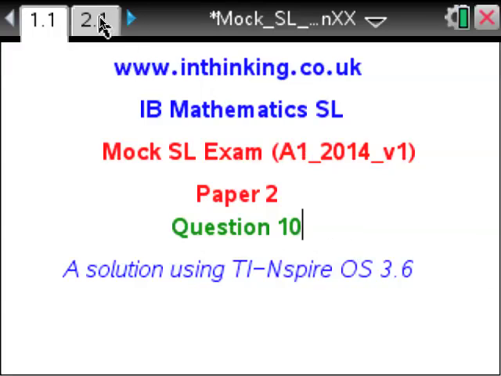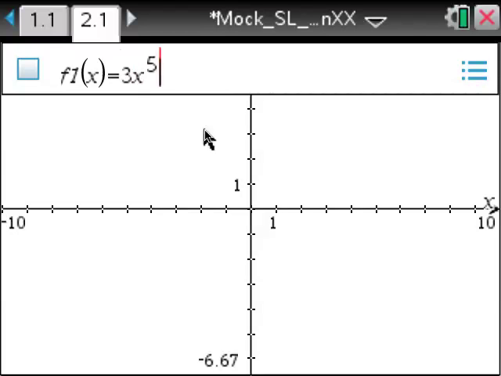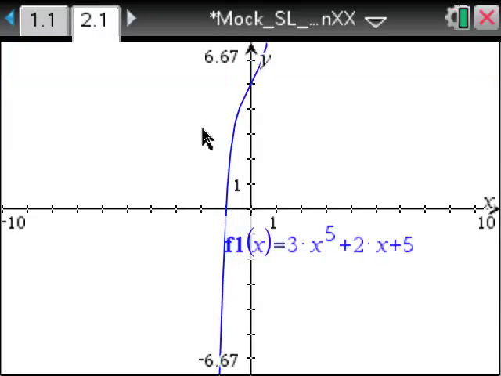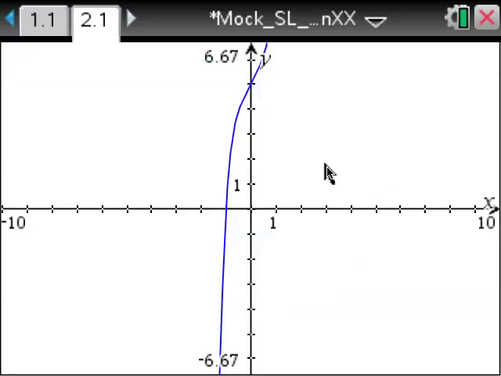Okay, paper 2, question 10. Let's draw a graph of this function that we're given, and we're told that it's 3x to the power of 5 plus 2x plus 5. There we go. Now, my diagram doesn't quite look like theirs, so we need to change the axes slightly. Let's just hide that label. It's going to be a little bit distracting and in the way.